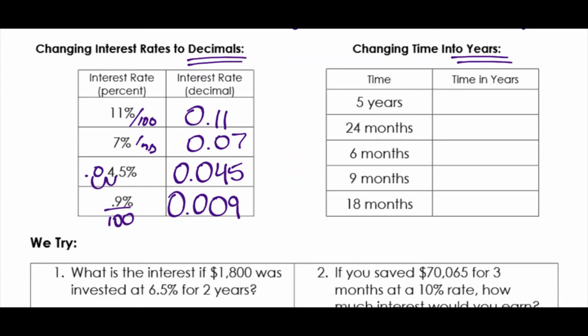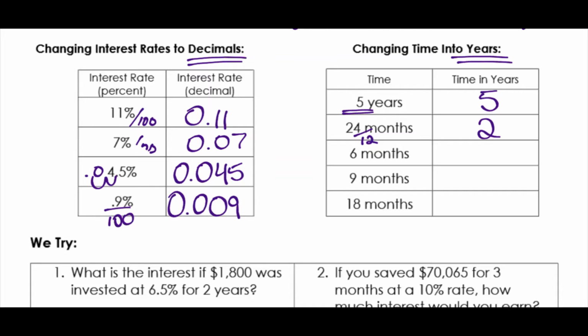Then we need to make sure that our time is in terms of years. If they tell you years, it's real simple. You just use that number. It's just 5. If it's in terms of months, you have to think about how many years that is. Well, there's 12 months in 1 year. So you divide that by 12. 24 months is 2 years.